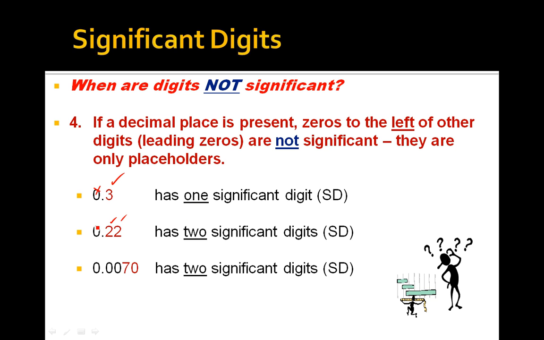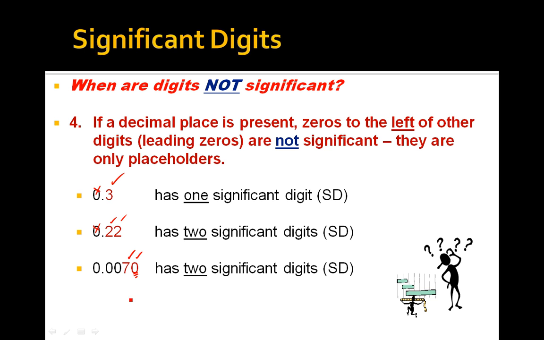0.22, got 1, 2, but this is in front. It doesn't count. So only 2 significant digits. 1, 2, this is a trailing 0, remember? But the ones in front are not significant. They don't count. All they do is they push the decimal place over.